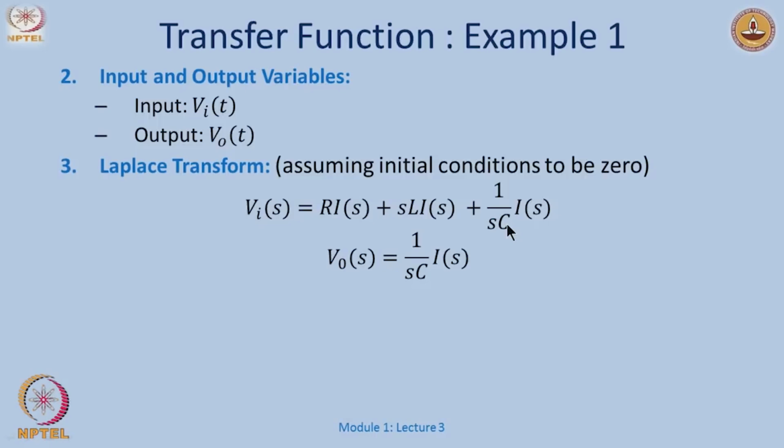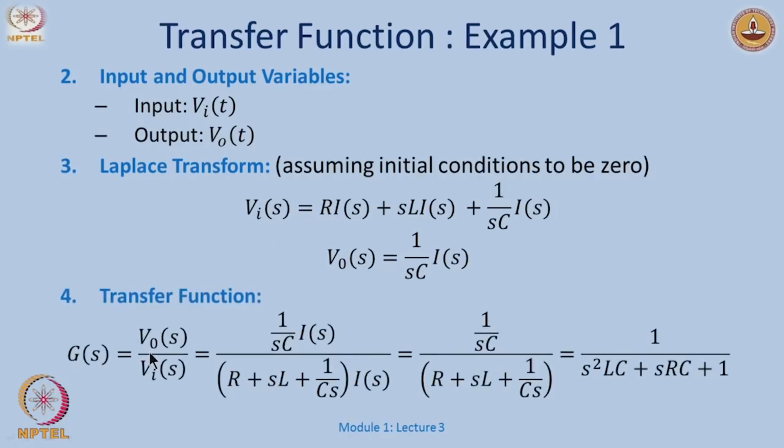Okay. So, now step 2, identify input, identify output, do the Laplace transform, and the last step would be just take this ratio of V O by V I. So, I can always do this, V O by V I, just take this divided by V I, I have 1 over S C I of S plus R plus S L plus 1 over C S, and I just end up with this transfer function.